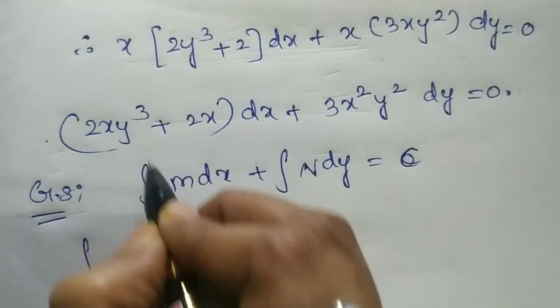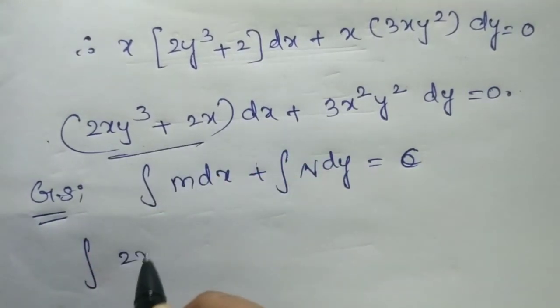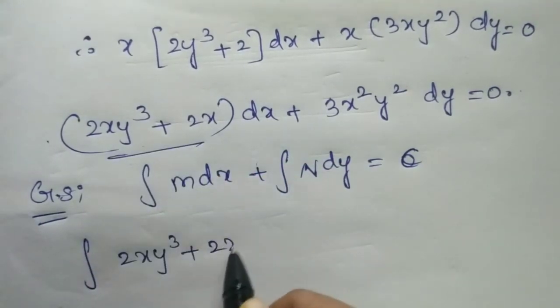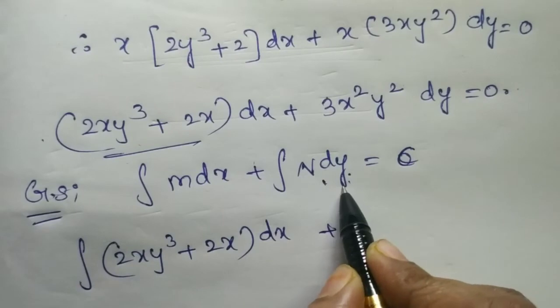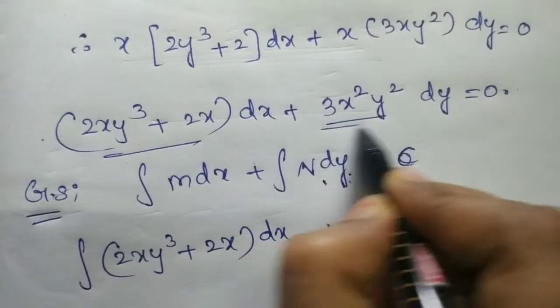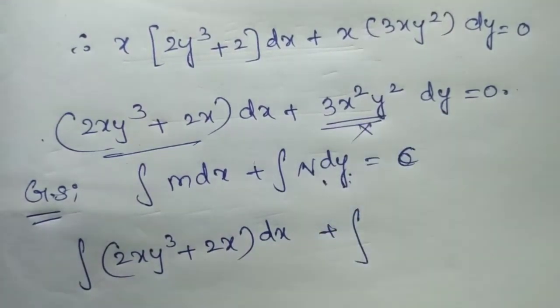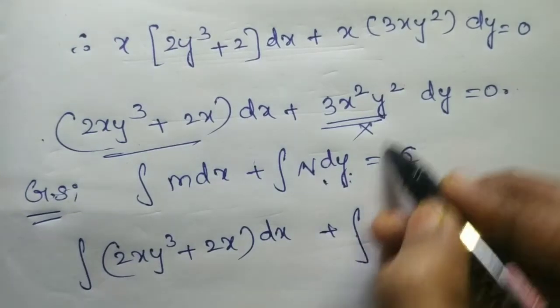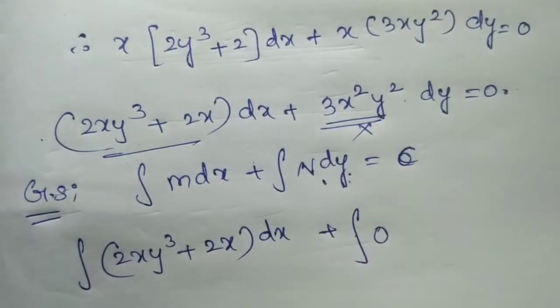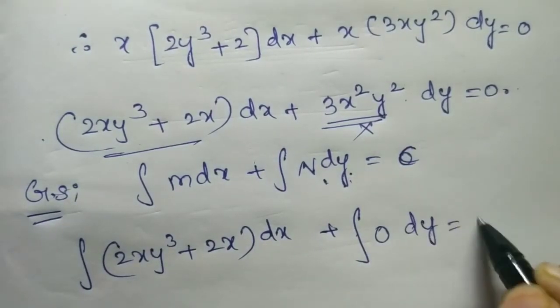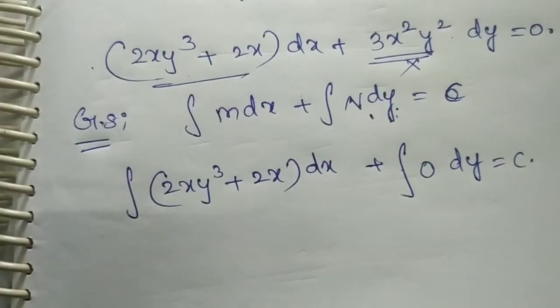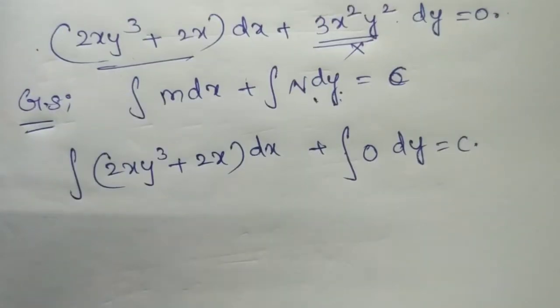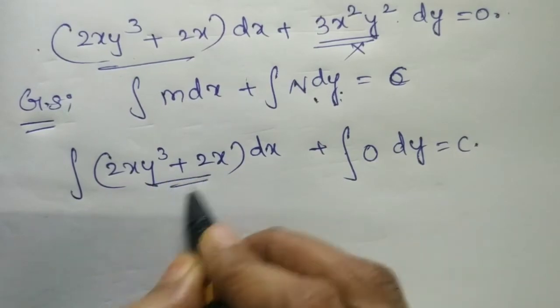So here, in integration of M dx, 2xy cube plus 2x dx, we treat y as constant. Here N contains x terms, so by removing this term, there is no y term. So integration of N dy is 0. So that is equal to c. So in integration of M dx, y is constant.